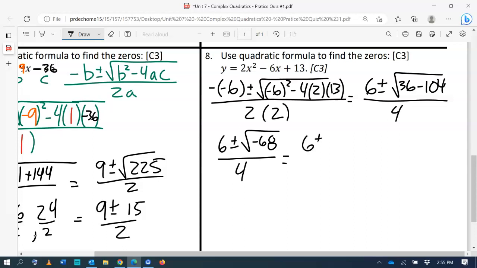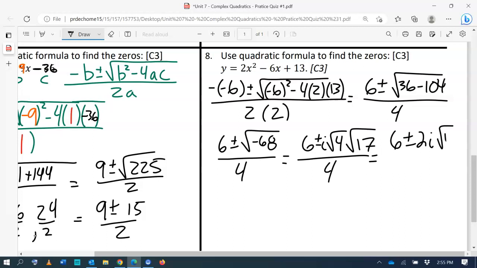Go through our list of perfect squares, and we can divide a 4 out. So we get 6 plus minus square root 4. Oh, and an i. Negative sign. Don't forget that i that comes out. I forgot about that for a second. All over 4. Square root of 4 is 2. So 6 plus minus 2i square root 17 all over 4.